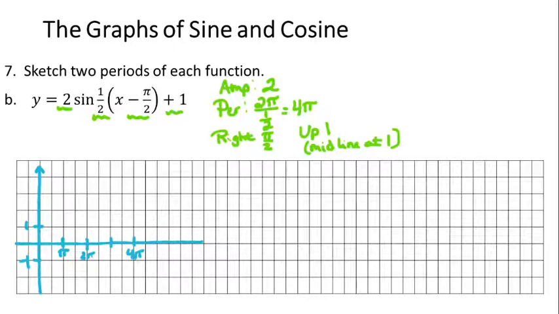And then if I'm going to do a second cycle, let's see, 4 pi, 5 pi, 6 pi, 7 pi, 8 pi. We'll need to go all the way out to 8 pi, actually a little bit past it to get 2 cycles.